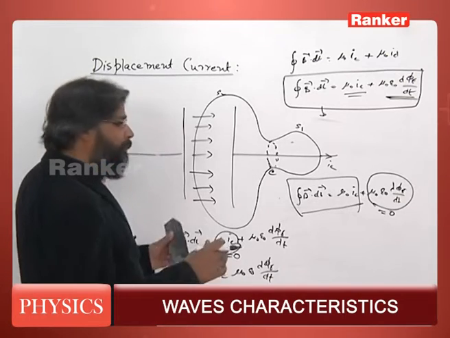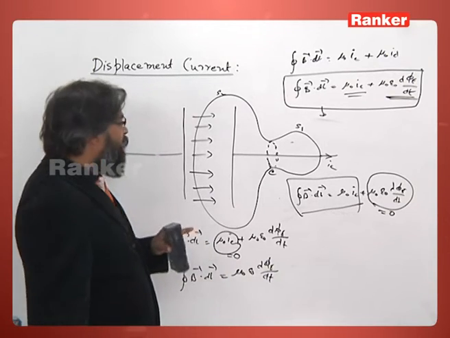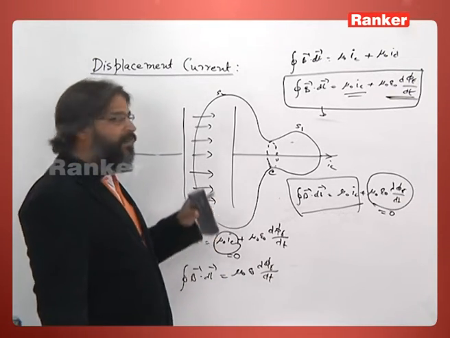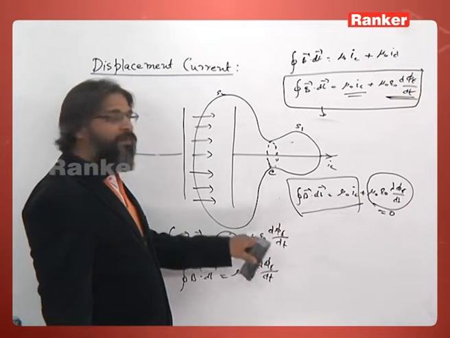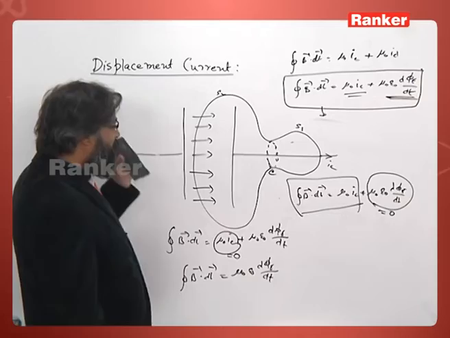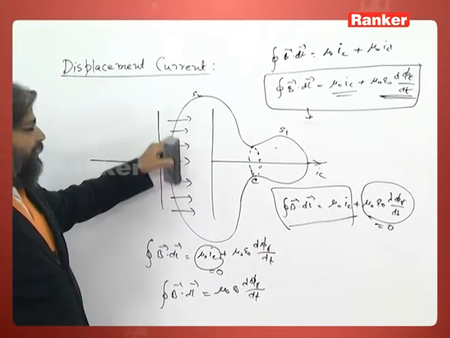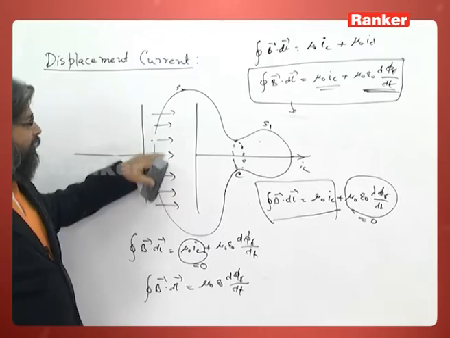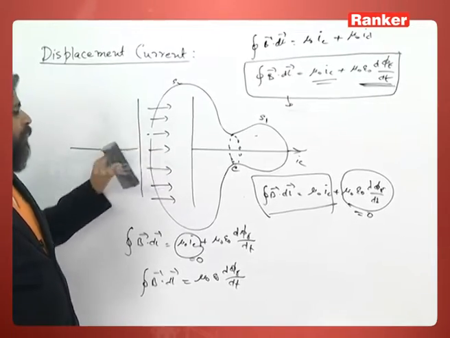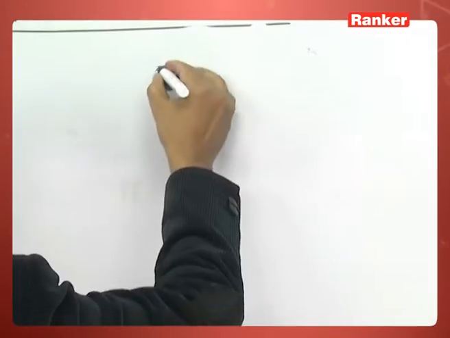Now, it may be possible that in certain regions there will be some conduction current and some displacement current. So, we will include both these terms there. Now, let us see, if a capacitor is being charged, then what is the field within this region, and the field comes from what components?